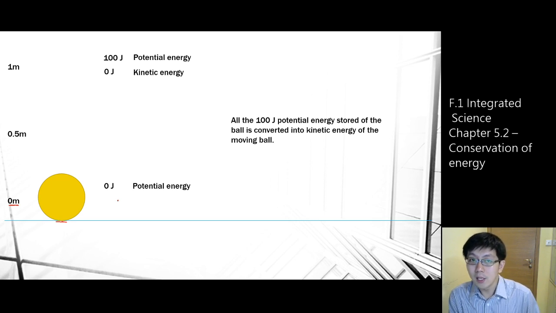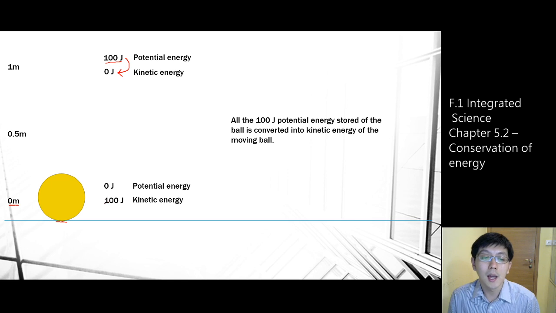So where is this potential energy? Originally, we have 100 joule potential energy. Where is it? It will be converted to kinetic energy. All of the 100 joule potential energy will be converted to kinetic energy. So at the moment just before it touches the ground, it has 100 joule kinetic energy. It's still moving downwards. Now I repeat, just before hitting the ground, the amount of kinetic energy should be 100 joule.